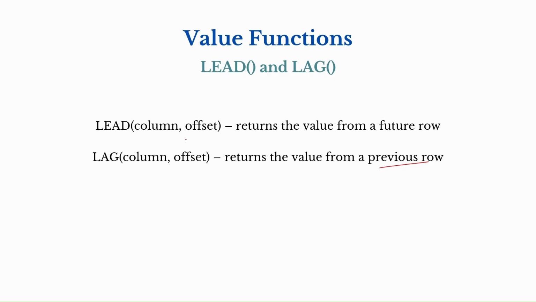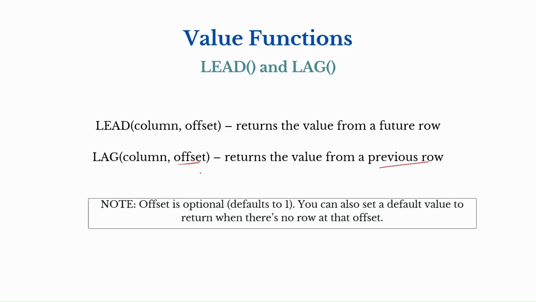Now let's see what is offset over here. So offset is nothing but simply the number of rows forward from the current row from which you want to fetch the value. Here the offset is optional. The default value of offset is 1. You can also set a default value to return when there is no row at that offset. So let's understand each of these two window functions in detail using an example.